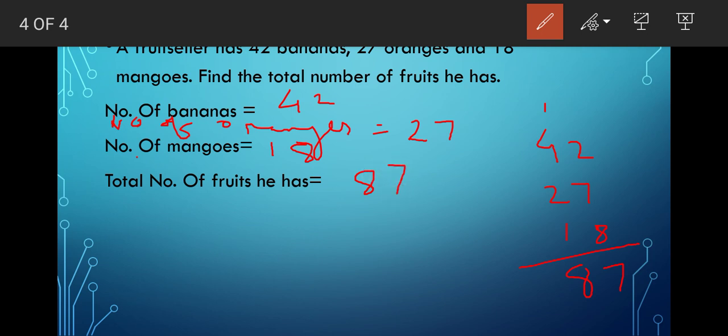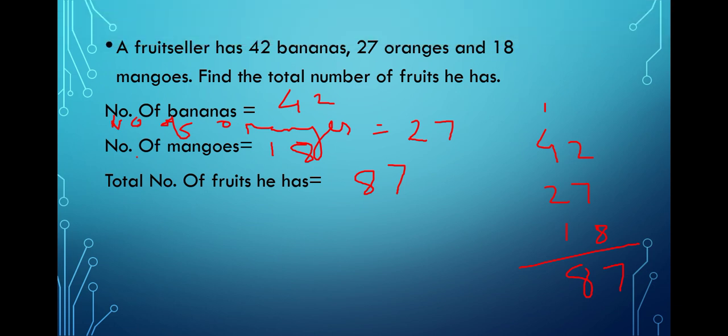Okay, children, so you have to write like this. Okay, so 3 steps should come here. First step should be number of bananas, then number of oranges, then number of mangoes. Then you have to do plus all and write down the total number of fruits he has.